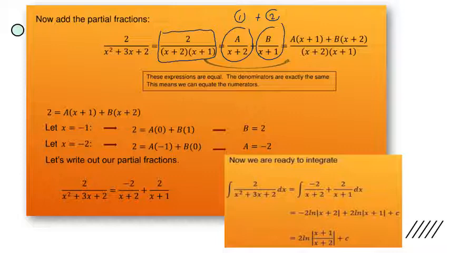We do the cross multiplication. So we get a times x plus 1 and b times x plus 2 over x plus 2 times x plus 1.